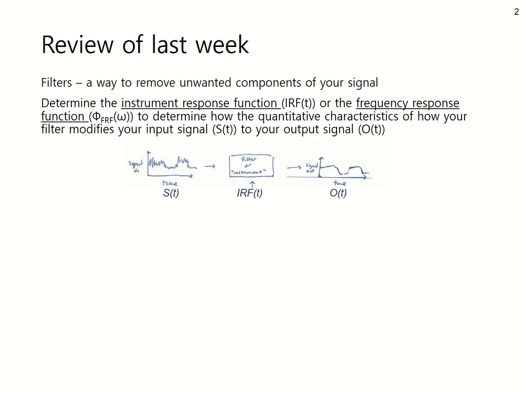So we drew this on the board last week of a visual representation of what we mean by our signal in, our instrument response function, or that would be our filter here, and then our output signal. So how do we quantify, how do we determine our instrument response function? And then we also want to remember that the relationship between the instrument response function and the frequency response function is that they are a Fourier pair, this arrow representing the Fourier transform. We can then move between the time and frequency domain with that Fourier transform, which is important.